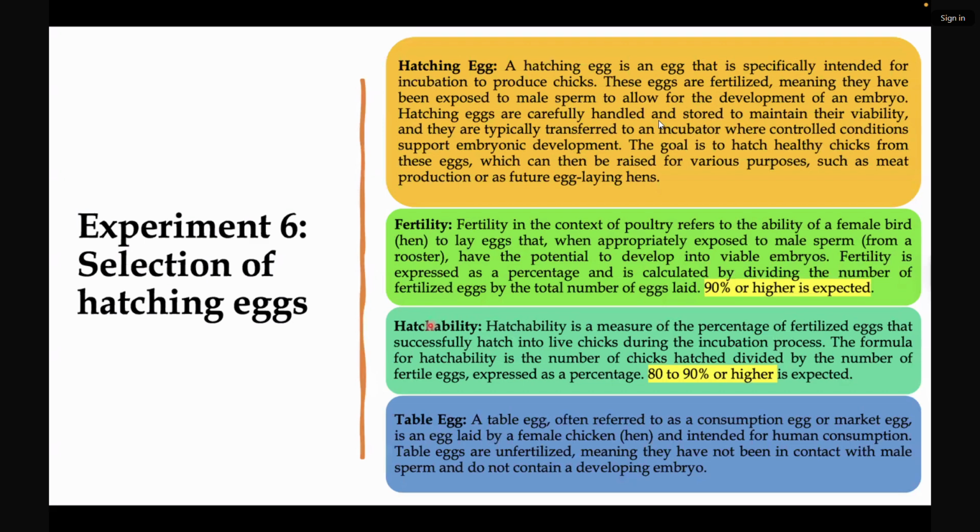Whatsoever, that is also important information, but this one is more important in terms of the content of the chapter. So the hatchability should be 90% or above when we are considering the fertile eggs as a standard, and it should be 80% or above when we are considering all the eggs we receive from our farm. Okay. Table eggs, I know you know, the eggs which are for eating purposes, not fertile, are the table eggs.